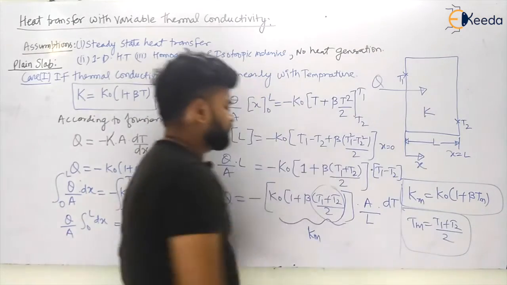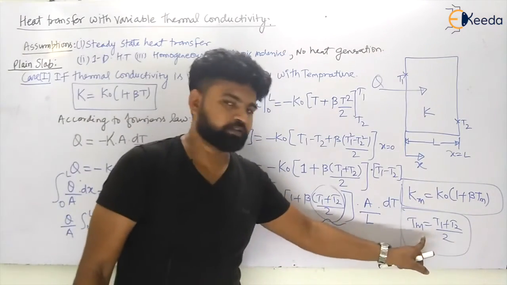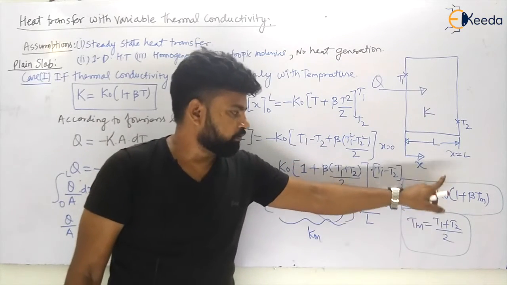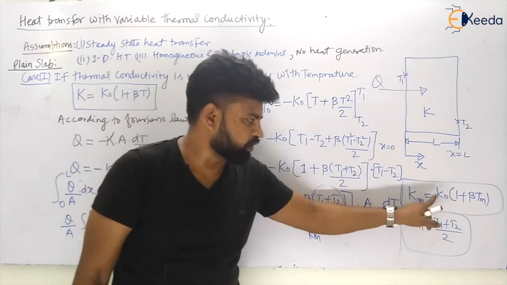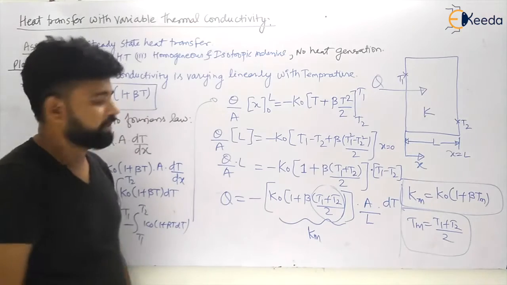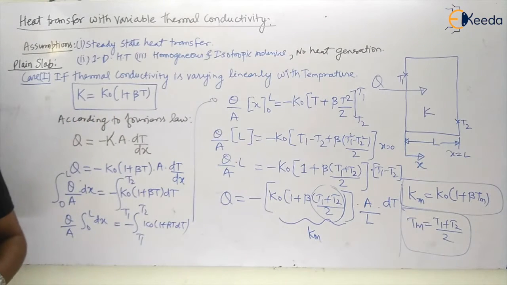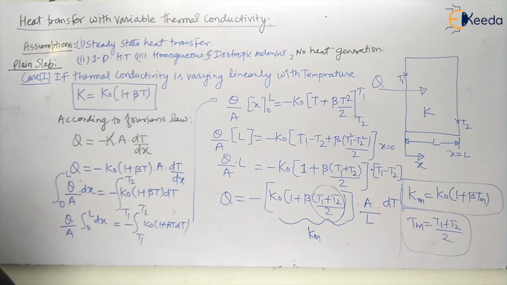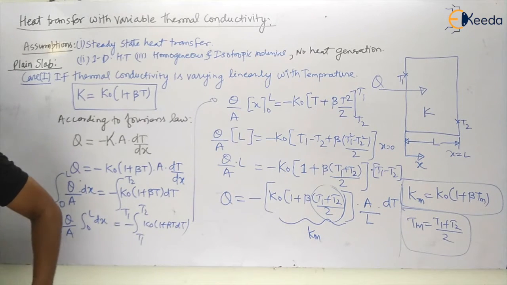So my dear students, this will be the heat transfer, this will be the average temperature, which is Tm, for varying thermal conductivity, and this will be your mean thermal conductivity or average thermal conductivity in the plain slab. And like this you can have the value of heat transfer in this case when the thermal conductivity is varying with temperature, my dear students. So can you calculate the heat transfer? Yes, now we can calculate the heat transfer if thermal conductivity is varying.